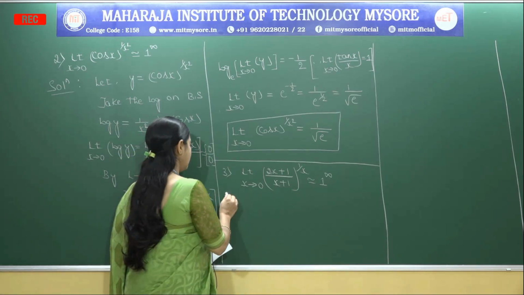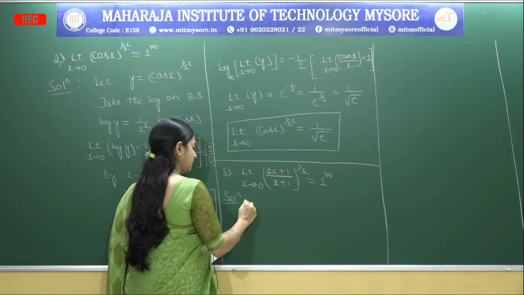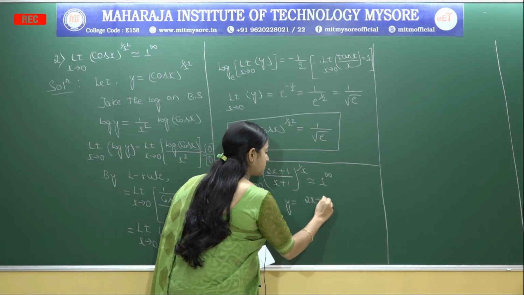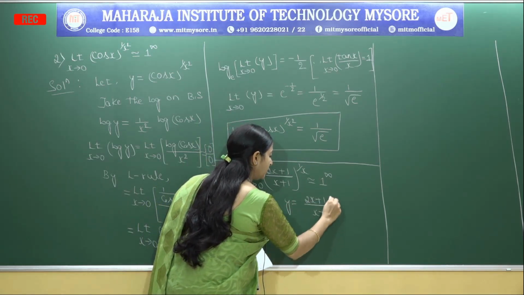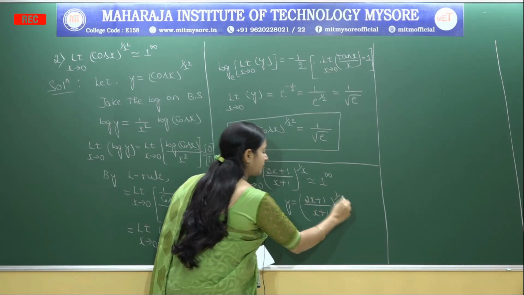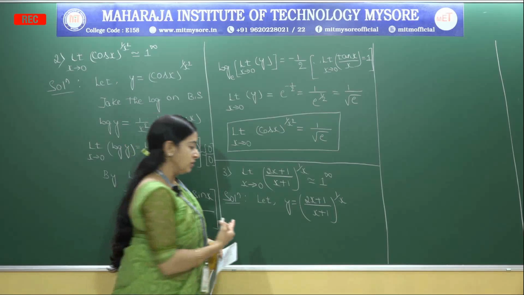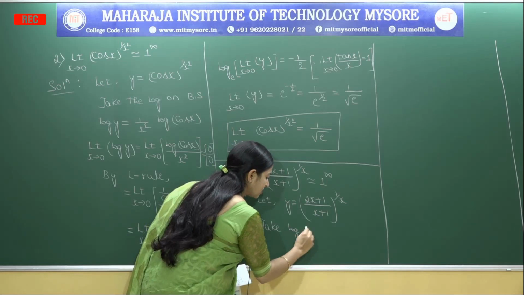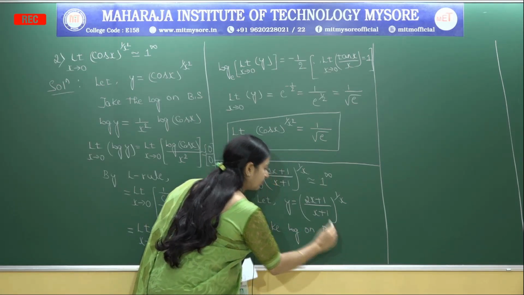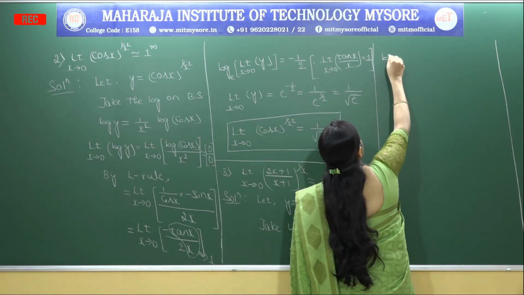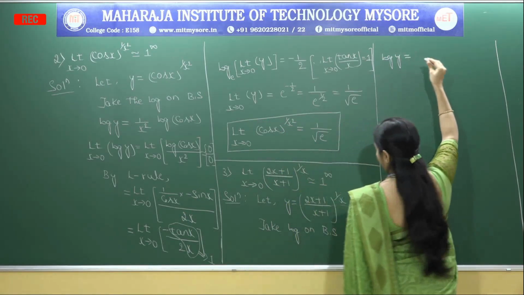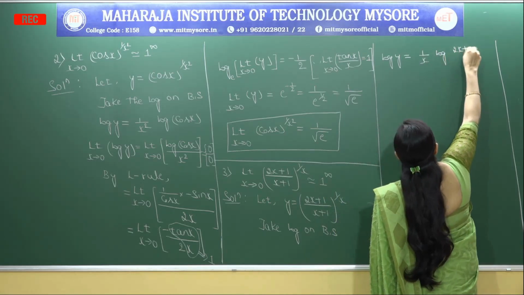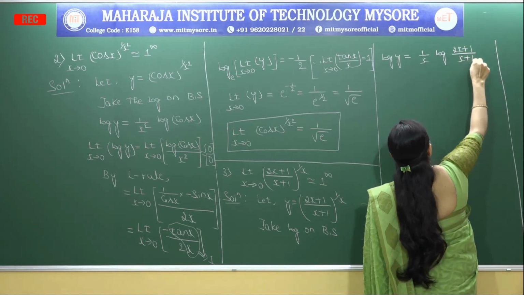Then as usual, you take the first term as y. Let y equals (2x plus 1 divided by x plus 1) power 1 by x. Then take log on both sides. So log y equals 1 by x log of (2x plus 1 divided by x plus 1).